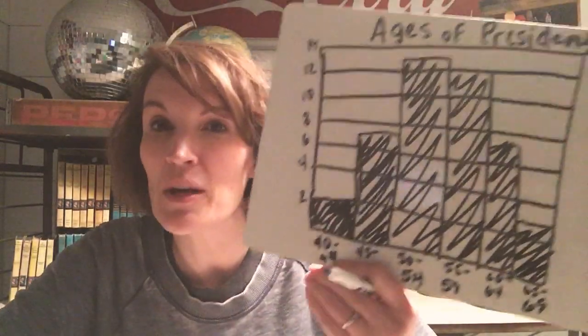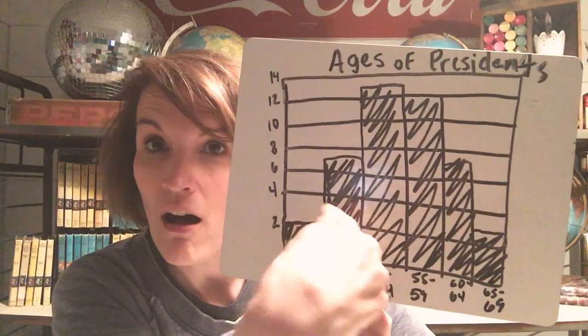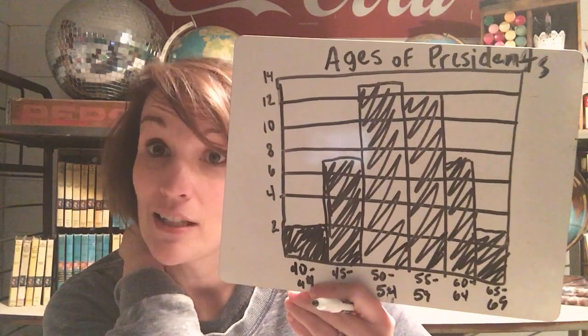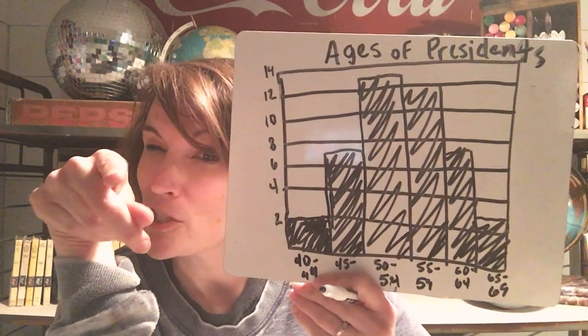So I'm going to work on this histogram and finish it out. From 50 to 54, there were 13 presidents that age. From 55 to 59, there were 12. From 60 to 64, there were 7. And lastly, from 65 to 69, there were 3. When I'm all done, my histogram is going to look like this. Do you see how all the bars are connected? Now, today when you make your histogram, I want yours to be neater than this.